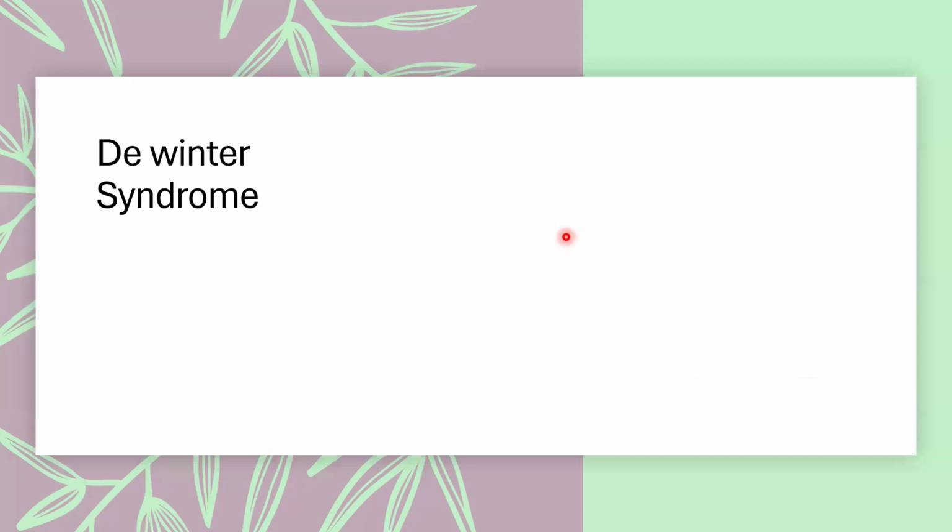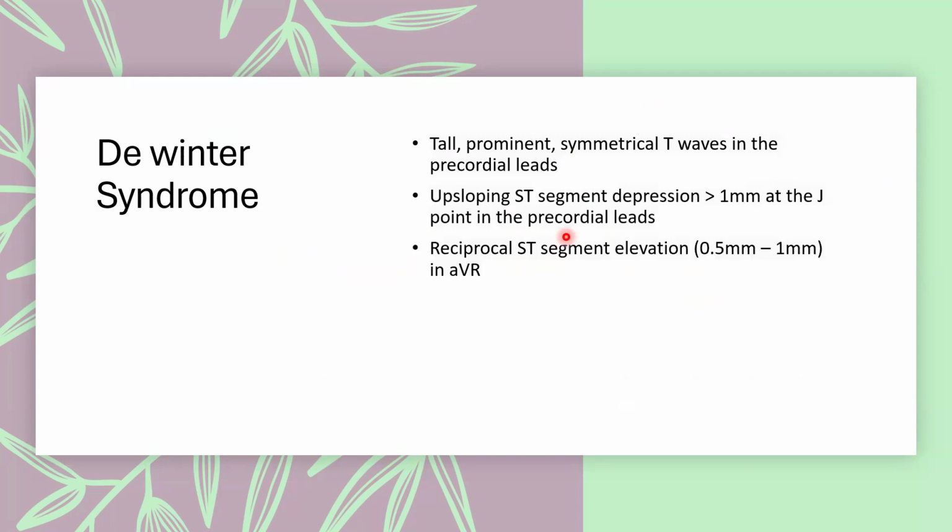Now we're going to be discussing De Winter syndrome. So to diagnose De Winter syndrome, you have to have tall, prominent symmetrical T waves in the precordial leads, and you have to have an upsloping ST segment depression of more than 1 millimeter at the J point in the precordial leads. You're going to have reciprocal ST segment elevation of 0.5 or 1 millimeter in AVR. And the clinical significance is that if we see this pattern on the EKG, it was found that in 2% of patients it means there is a LAD occlusion, which is equivalent to the anterior STEMI. So again, this is treated like STEMI.